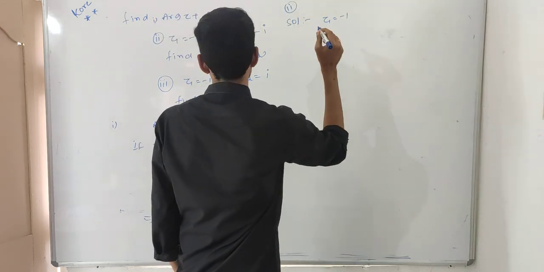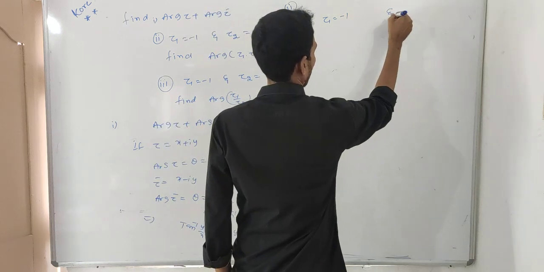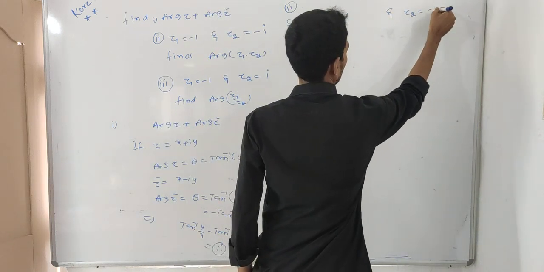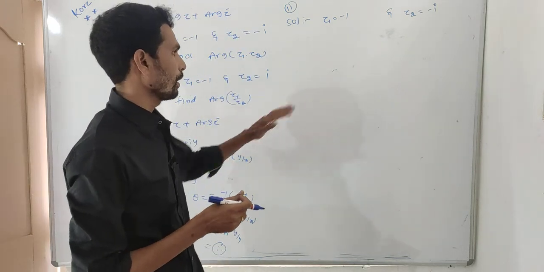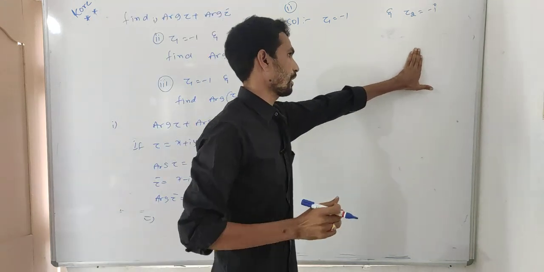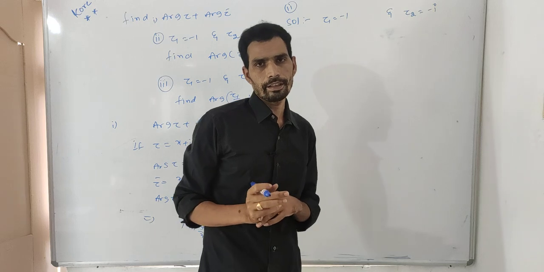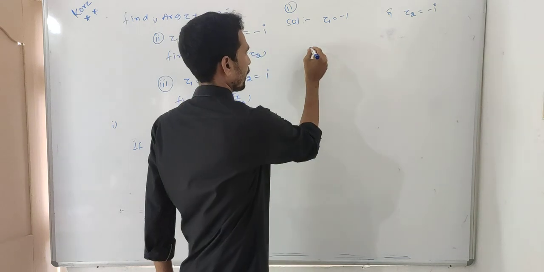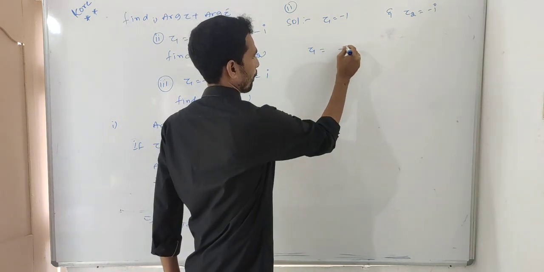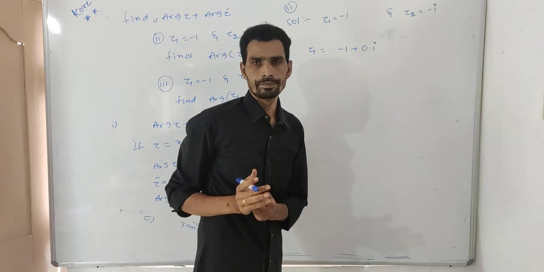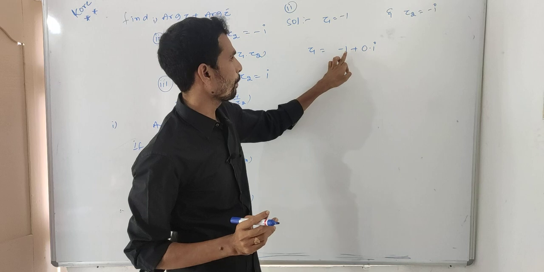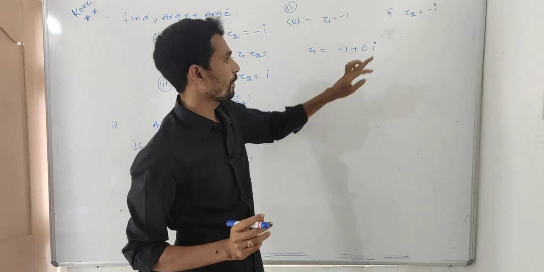Z1 is equal to minus 1 and Z2 is equal to minus I. It can be written as cos theta plus I sin theta. Cos is always the real part, sin always the imaginary part. Z1 can be written as, listen carefully, minus 1 plus 0 into I. What is the real part value? Minus 1. Imaginary part value 0.